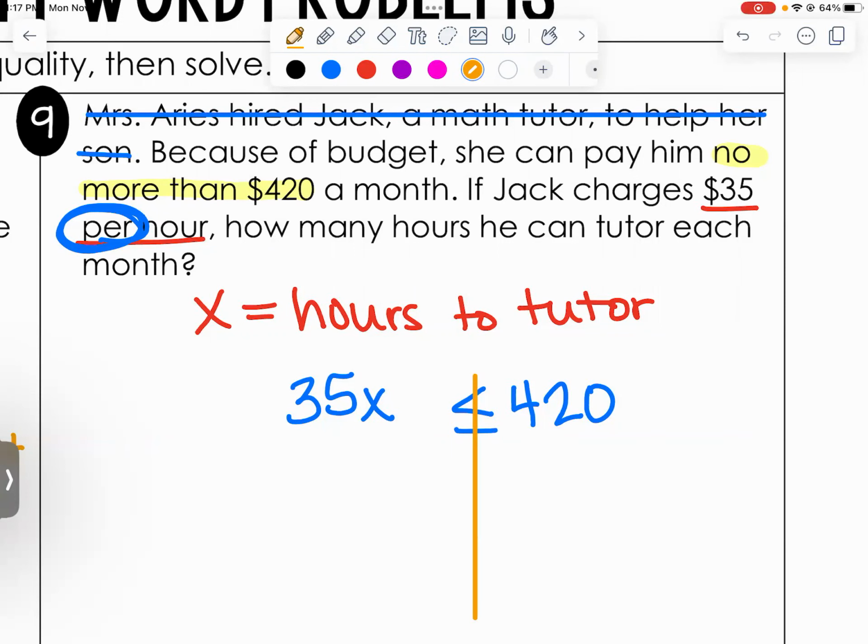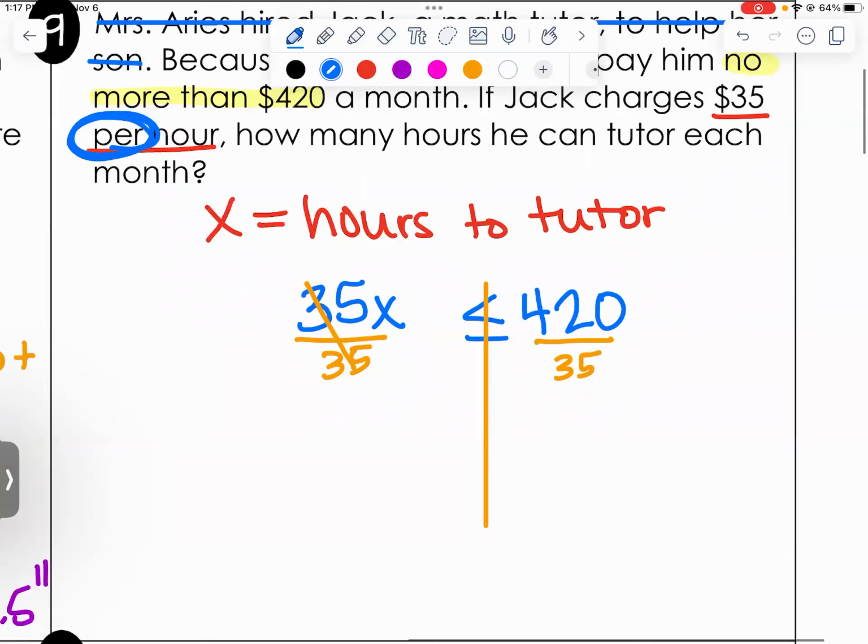Jacob, how do we solve for X? What do we need to do to both sides? Divide it by the 35. Tony, I need you to listen for if I'm asking you a question or somebody else. Tony, what is 420 divided by 35? Peyton says it's 12. Do you agree?